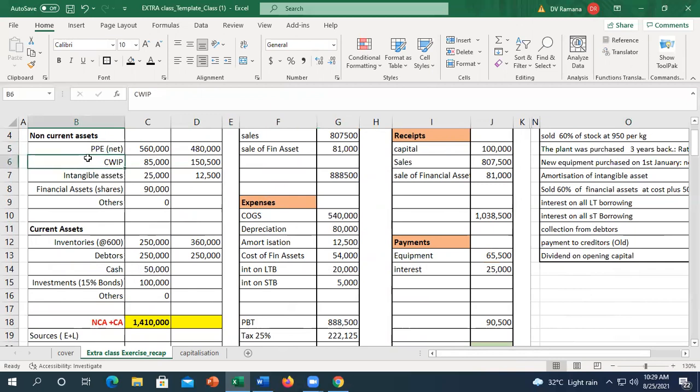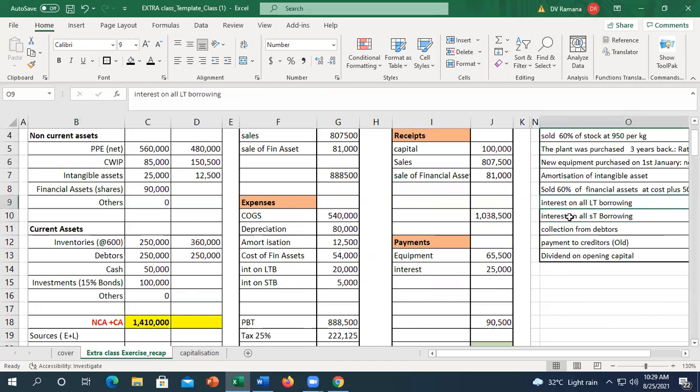Capital work in progress means the asset is maybe incomplete, maybe we have not installed it, or the work is still in progress. Therefore, the operations have not started using those assets.